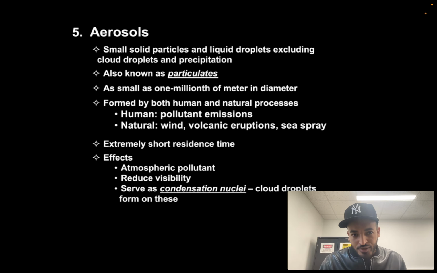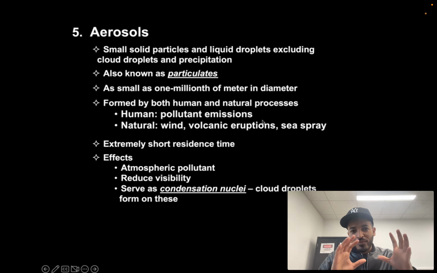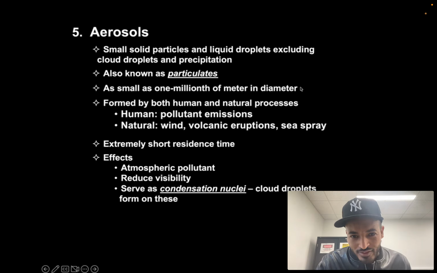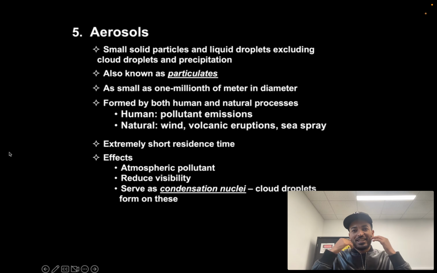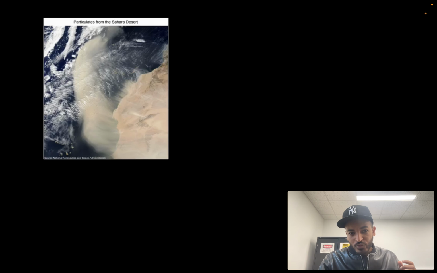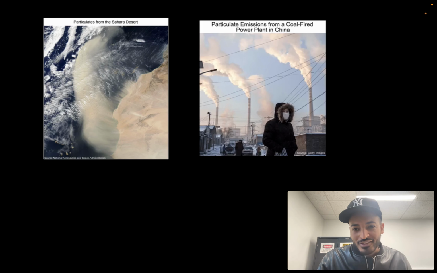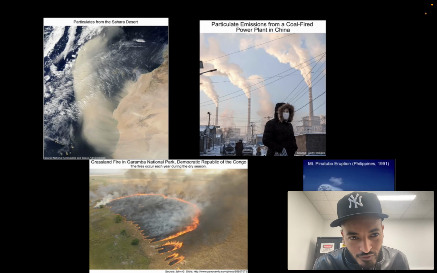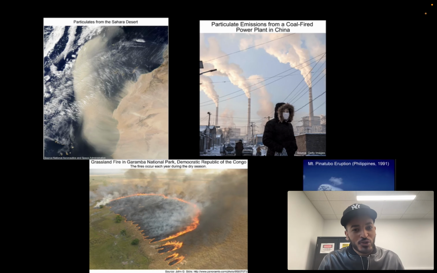So typically, what we refer to as an aerosol has a specific diameter. So we're looking at one millionth of a meter, right? And if it is big enough, it won't be suspended in the atmosphere anyway. So it can have both human and natural causes, right? So for instance, we can have the Sahara Desert, right?